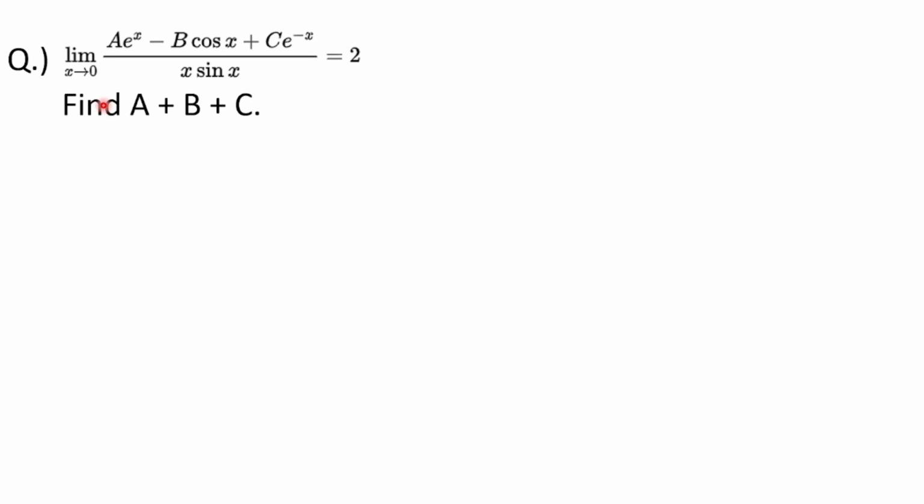The next question says that limit x tends to 0, a into e power x minus b into cos x plus c into e power minus x divided by x into sin x. The value of this limit is equal to 2, and we are required to find the value of a plus b plus c. Let us look at the solution of the problem.